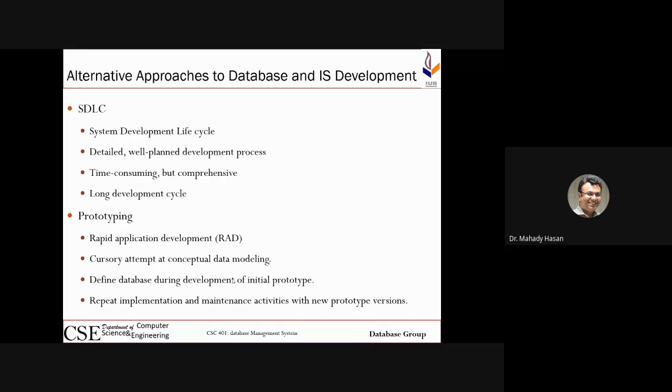Okay, so these are the two development approaches that we will initially discuss. First is known as the waterfall model, which is known as the system development life cycle, and second is prototyping, which is basically another model.